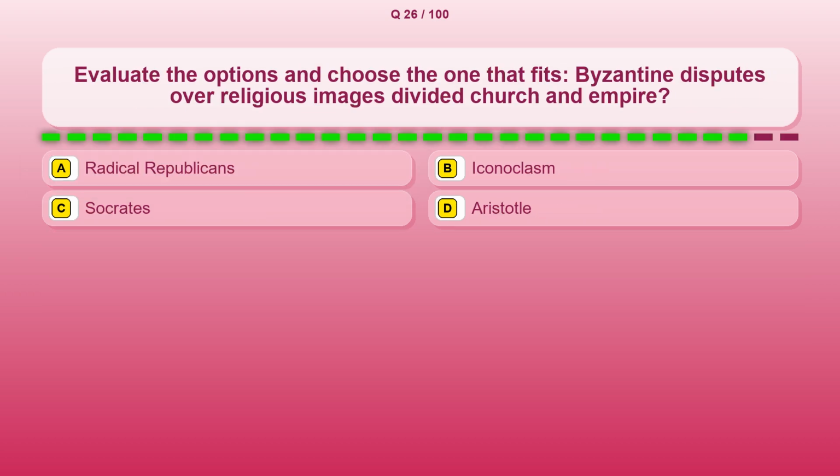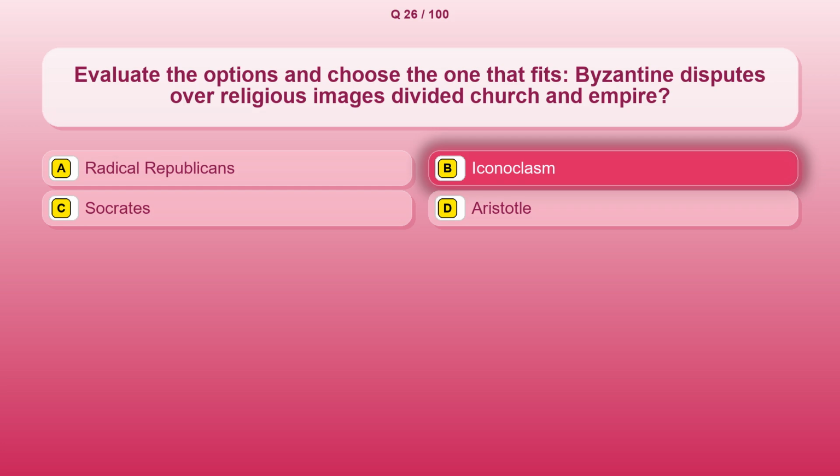Question 26. Evaluate the options and choose the one that fits. Byzantine disputes over religious images divided church and empire. Option A, radical republicans. Option B, iconoclasm. Option C, Socrates. Option D, Aristotle.